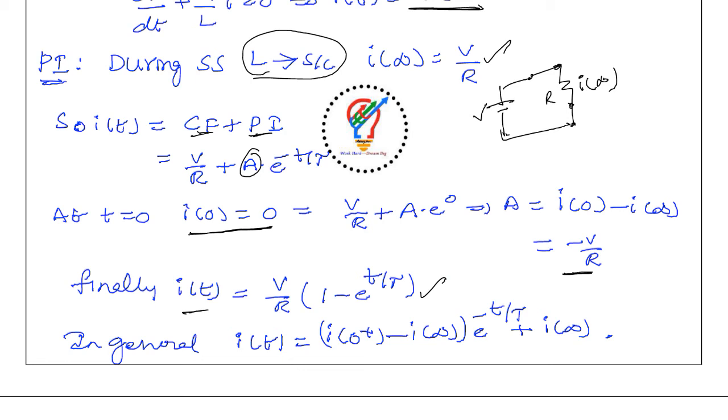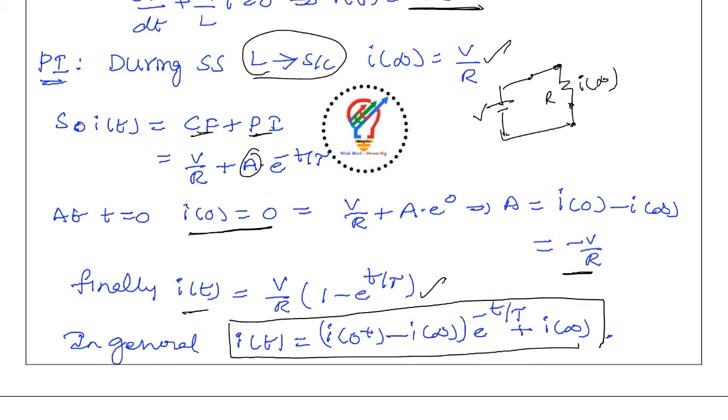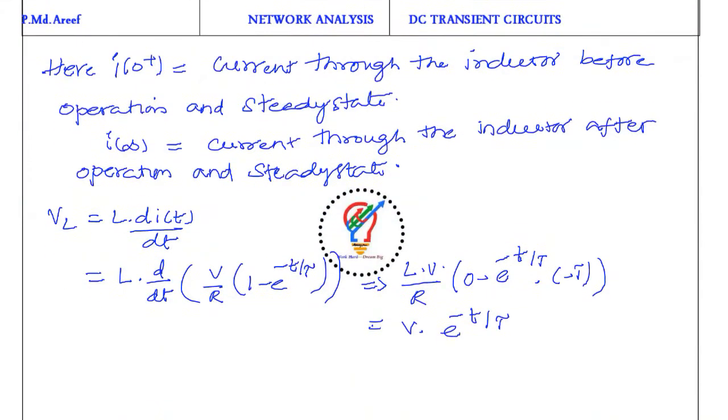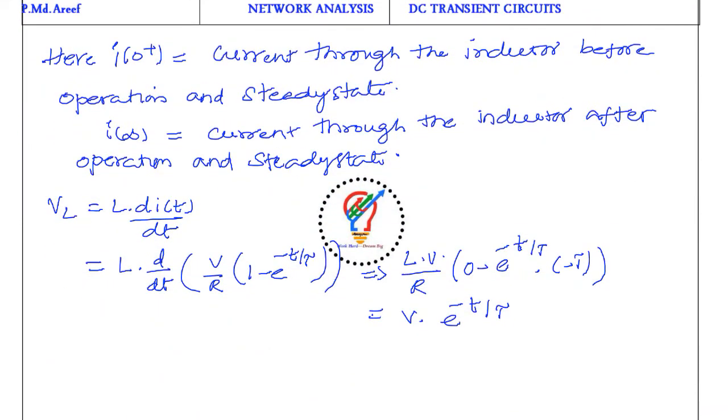In general, as we wrote in the previous voltage equation in the case of RC circuits, similarly we write the general equation for current in the inductor. So I of t is equal to I of 0 plus minus I of infinity into e power minus t by tau plus I of infinity, where tau is equal to L by R. Here I of 0 plus is the current flowing through the inductor before operation in steady state condition. I of infinity is the current through the inductor after operation in steady state. So both I of 0 plus and I of infinity are steady state conditions only.